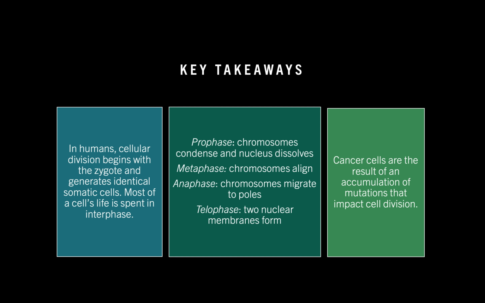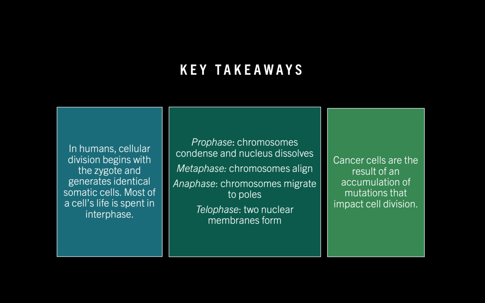Okay, so here are our key takeaways from this slideshow. In humans, cellular division begins with the zygote and generates identical somatic or body cells. Most of a cell's life is spent in interphase. The next one is the process of mitosis and its different phases. First we have prophase, where chromosomes condense and the nucleus will dissolve. Then we have metaphase, where all those chromosomes line up in the middle of the cell. We have anaphase, where those chromosomes begin to migrate to the different poles and prepare to split. And then in telophase, we have two nuclear membranes that form.